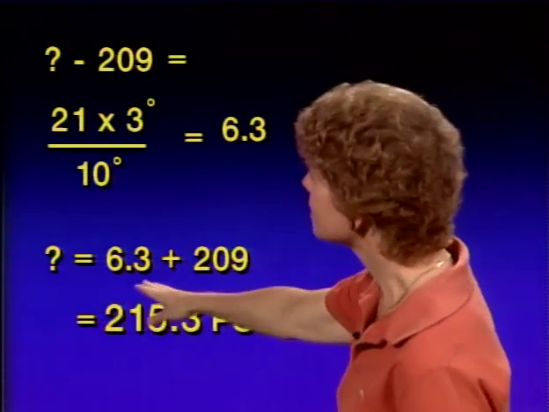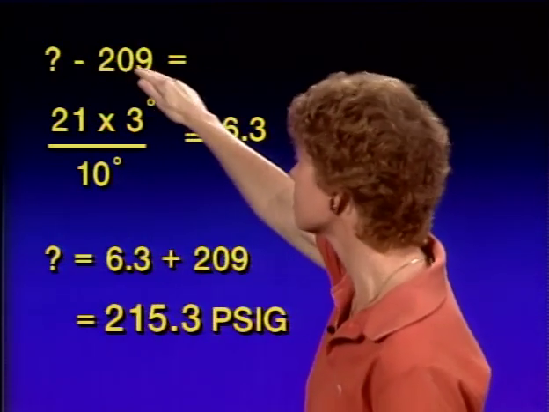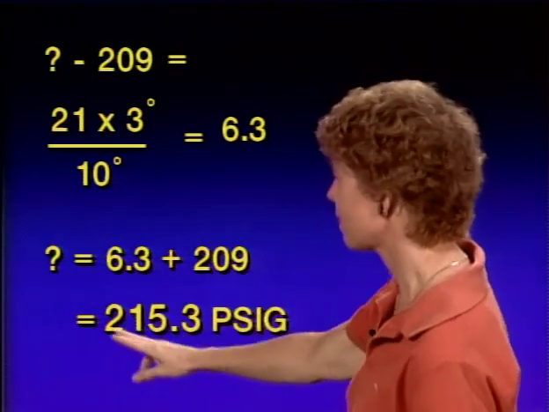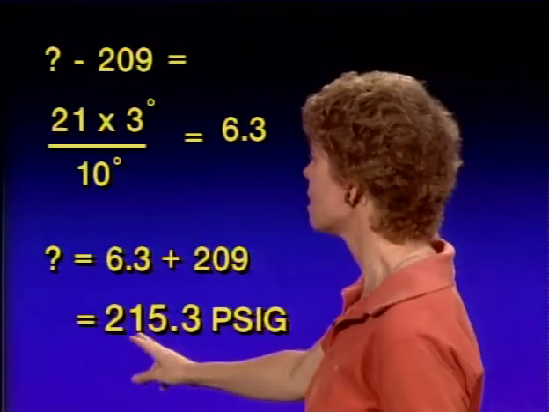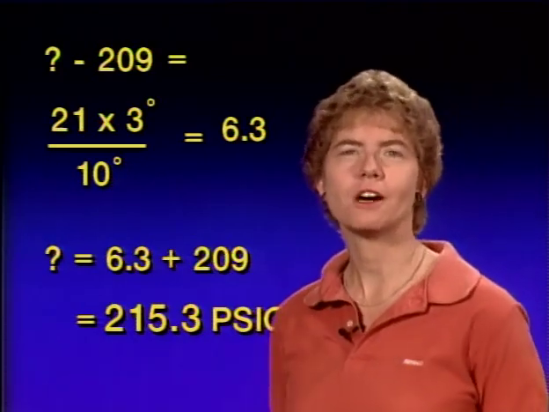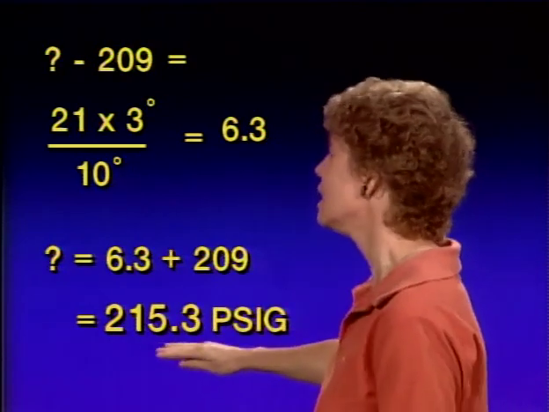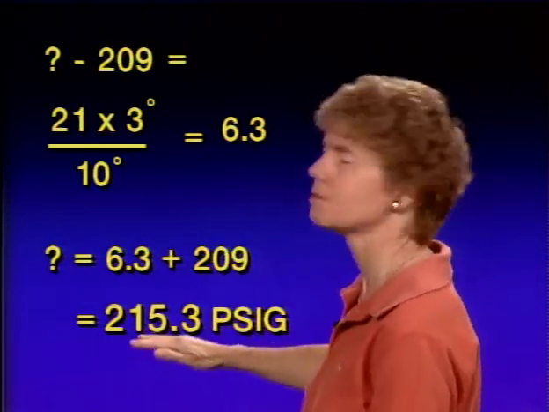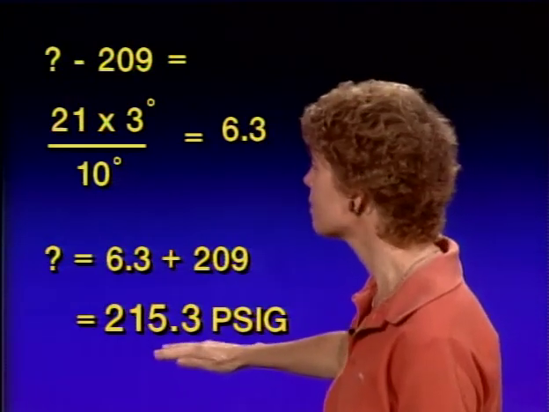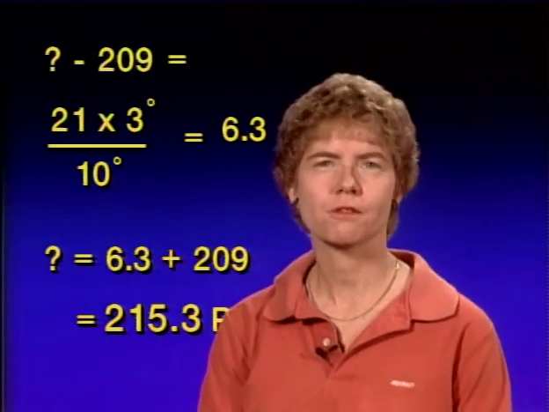And we add that 6.3 psi to the smaller pressure, 209, and that gives us an allowable pressure at 33 degrees of 215.3. We could probably round that off and call it 215. 215 psig is the allowable minimum pressure at a temperature of 33 degrees.